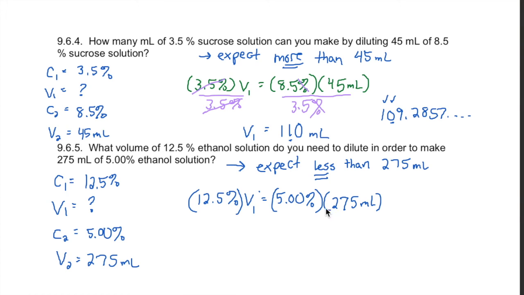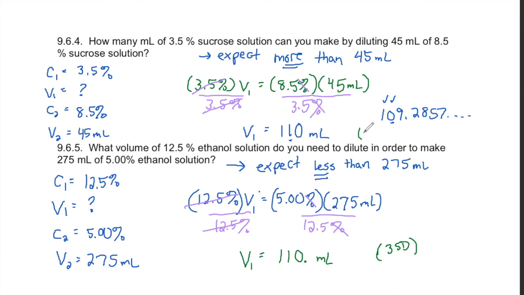All right, and here is that problem set up. And we'll divide both sides by 12.5%. And here that gives me a volume of 110 milliliters. Unlike this one where I only have 2 significant digits, this problem has 3. So I can put a decimal here to note that I have 3 significant digits. This one only has 2 significant digits.